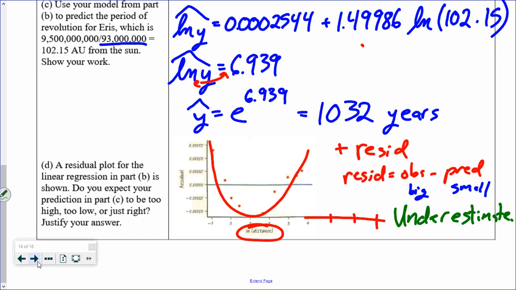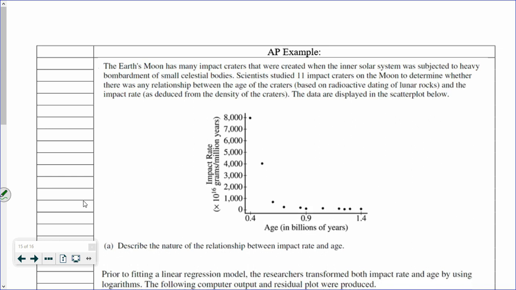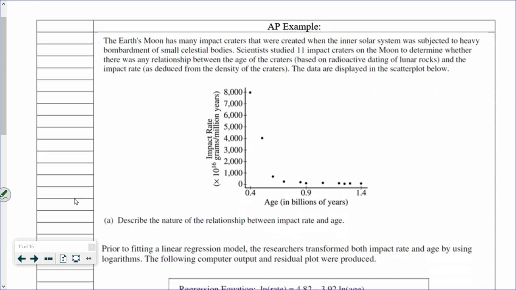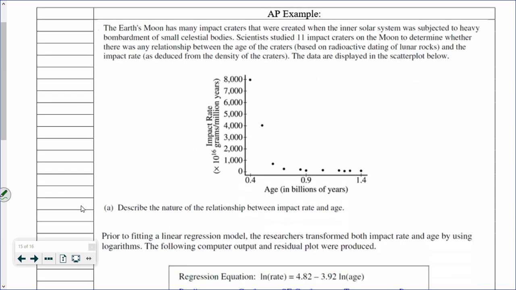What else have we got here? Oh, and one more question for us, an AP example. Then I'll be done with you, and you can go back to watching Fortnite clips or whatever the heck you do during my class, Jarrett.